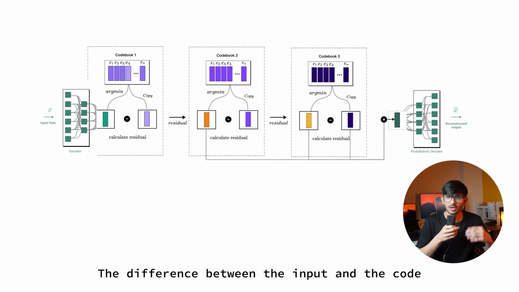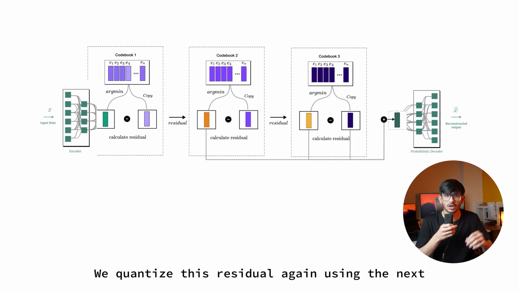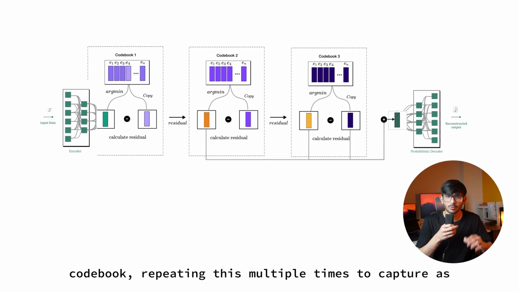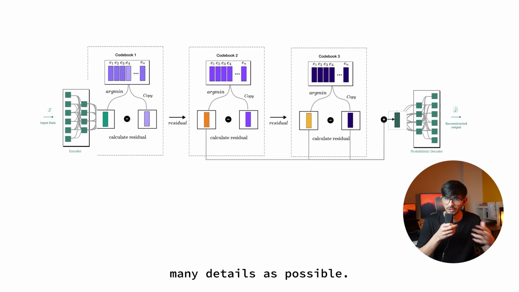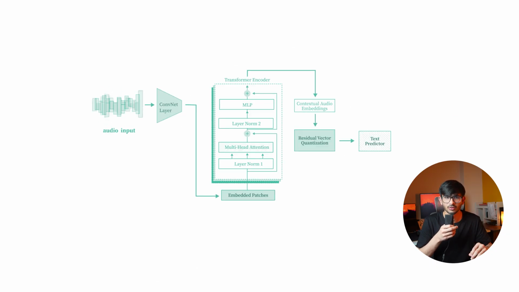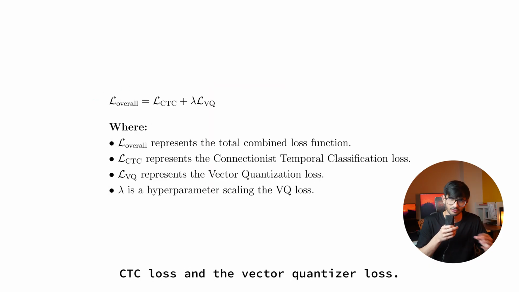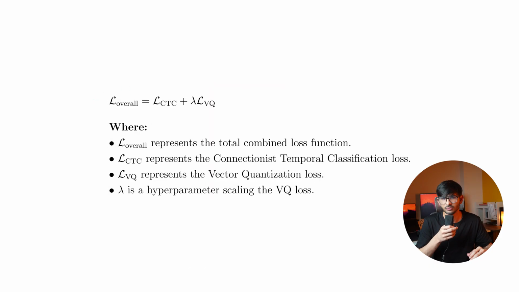The difference between the input and the code is known as the residual. We quantize this residual again using the next codebook, repeating this multiple times to capture as many details as possible. So the overall architecture looks like this. Now let's talk about the loss. The overall loss is a combination of the CTC loss and the vector quantizer loss.